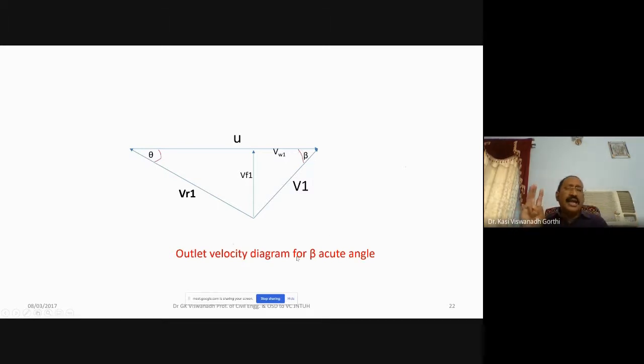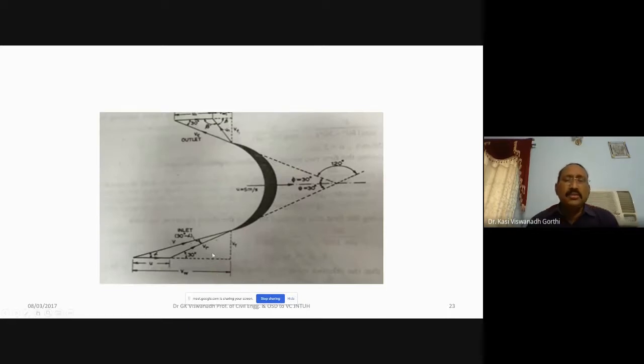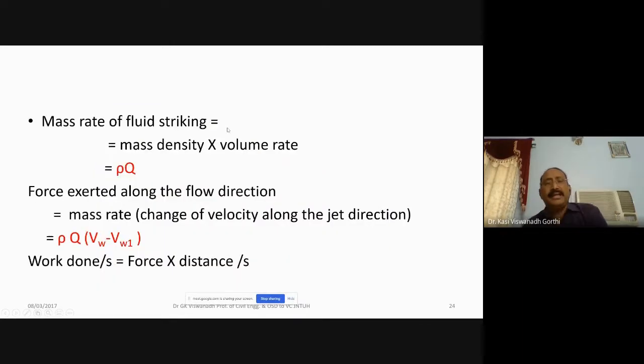So these are your three types of velocity diagrams. This is not there for the inlet velocity diagram. Conveniently, the inlet velocity diagram is only one. As you can represent both in magnitude and direction, you will get only one variety. But for the outlet velocity diagram, depending on the value of beta being greater than 90 degrees, equal to 90 degrees, or less than 90 degrees, the direction of the whirl component of velocity VW1 changes. This is the observation that we have made. So this is the inlet velocity diagram, and this is the outlet velocity diagram. For different values of beta, this will be expanded.